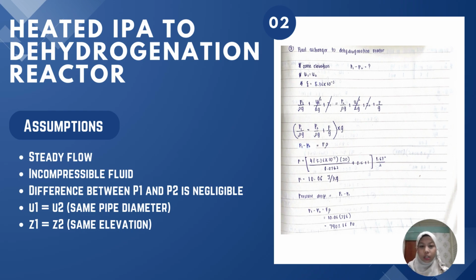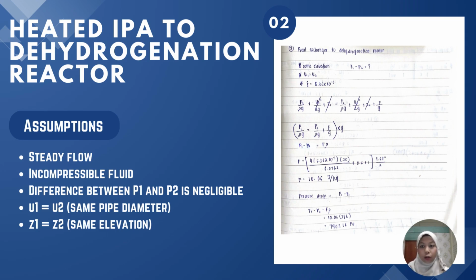So when we make the energy balance equation, we can cancel out U1, Z1, U2, and Z2, which leaves us with pressure 1 minus pressure 2, which is pressure drop, equals friction loss times density. Then we can find the friction loss by using the formula.